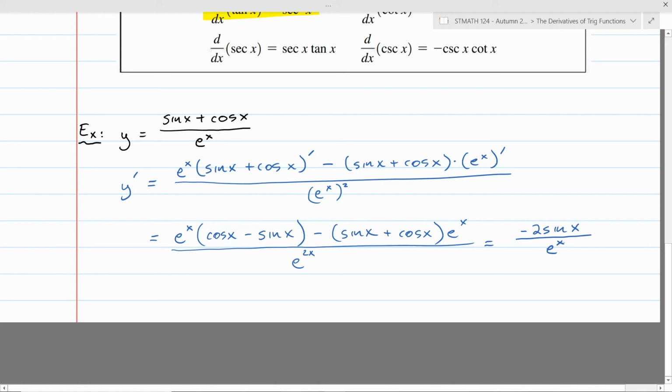But what I did was I factored e to the x out in the numerator and canceled it with one of the e to the x's that's in the denominator. So the e to the x in the numerator went away. And then after that, I saw that there's a cosine and a negative cosine, so those go away. And then I had 2 negative signs. So I think that's right.